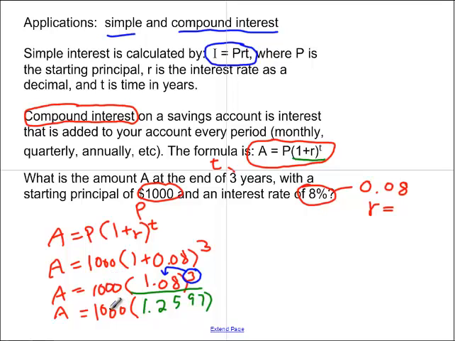So now the next step is we've got 1,000 times 1.08 to the third power, which is 1.2597, and that gives us an answer of $1,259.70 at the end of 3 years. And that's the answer that I've got. If you don't have that answer, double check your work. Go back and make sure you took the 1.08 to the third power, pushed equals, and then multiplied by 1,000, pushed equals, and that's the answer that you should get. Any questions? Let's go over them in class.